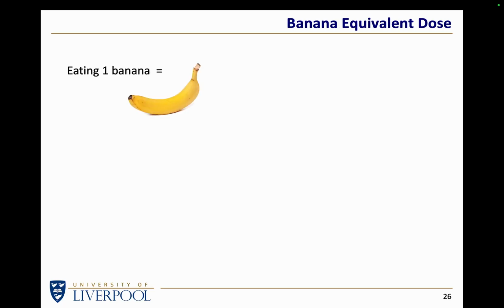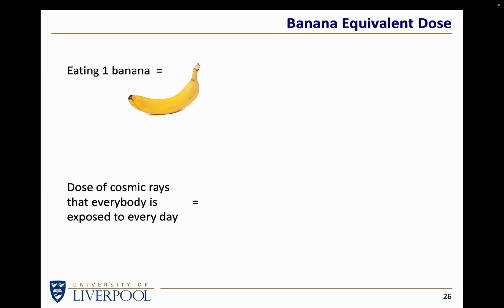So if eating a banana is the equivalent of one banana equivalent dose, you can ask the question, okay, we're being irradiated with cosmic rays. We've seen it over an area of a few square centimeters, but of course all of those particles are going through you as well. So you are being irradiated 24/7 with cosmic radiation. How much is that equivalent to eating one banana?